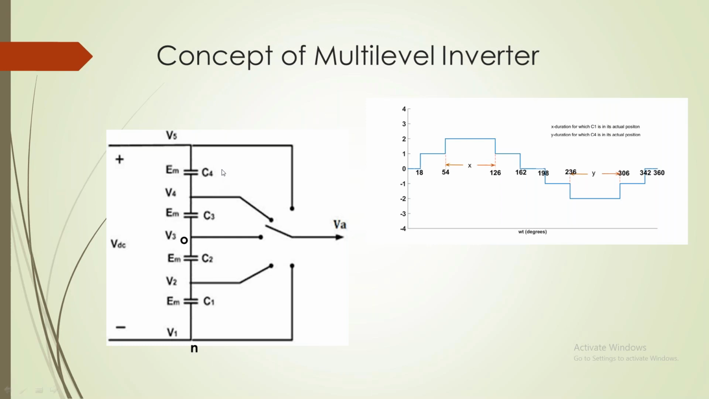So the purpose of going for multi-level inverter is not just to reduce the output harmonic content. The purpose of going for multi-level inverter is to reduce the switching stress and switching loss. This is also very, very important. Switching stress is very, very important. If you want to reduce switching stress, I have to ensure that each switch is going to withstand only one step voltage. That is, in this case, VDC by four.